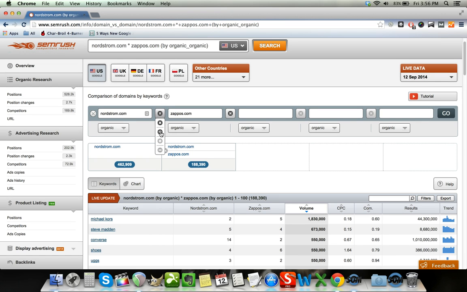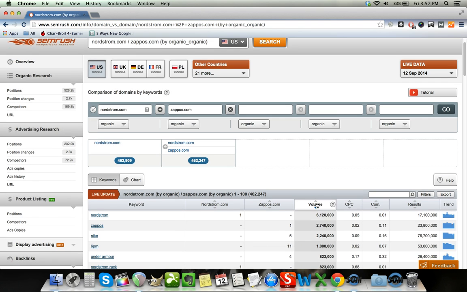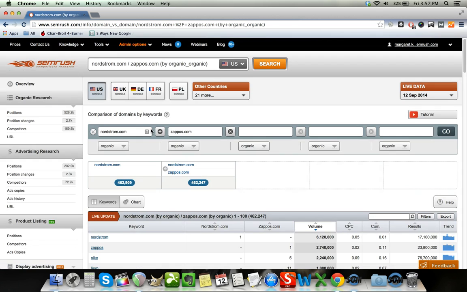You can also toggle this to show unique keywords by clicking the division sign. So what you're looking at right now are the unique keywords for Nordstrom.com and Zappos.com. That is, keywords that Zappos ranks for that Nordstrom doesn't, and vice versa. So I can see here that Zappos ranks for Vans, Coach, and Vera Bradley, but Nordstrom doesn't. Conversely, Nordstrom ranks for Tory Burch prom dresses and wedding dresses. Zappos.com does not.